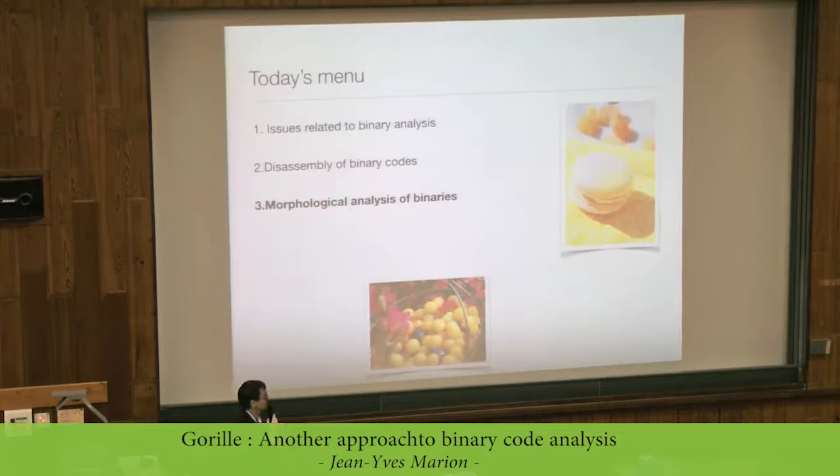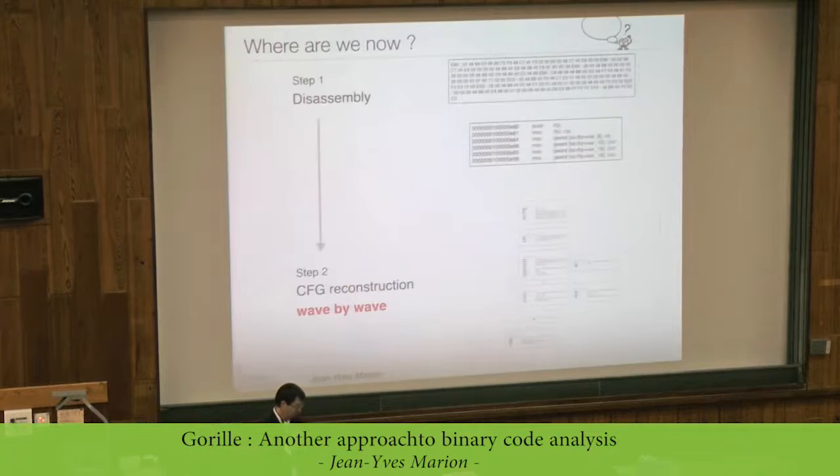So the last part is about morphological analysis and the software called Gorille, and how we use the output of Codisasm, of the disassembler, to identify functionalities and to identify malware. So where are we now? We have this disassembler. We are able to recover the control flow graph. That means we start with a sequence of bytes, then we disassemble, then we are able to recover this graph, which is called the control flow graph.